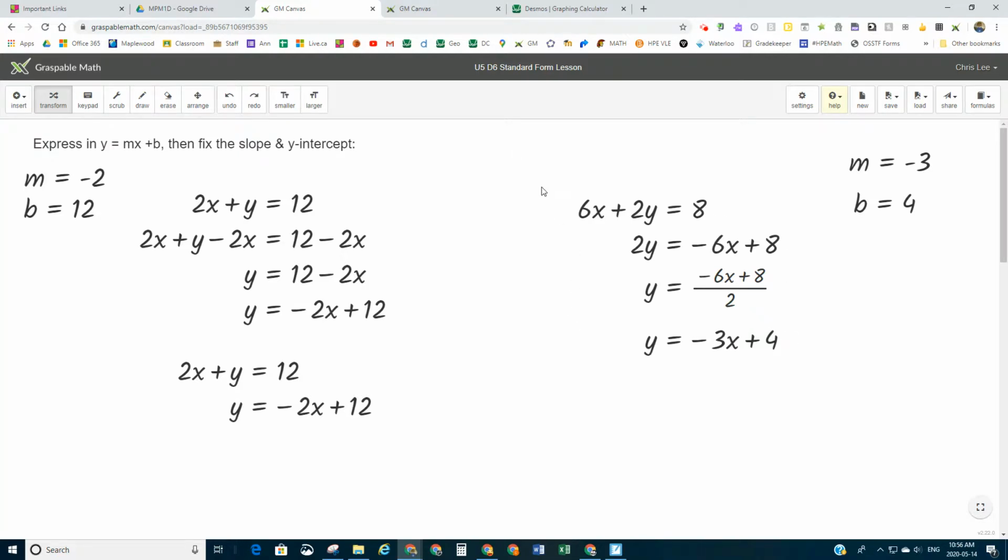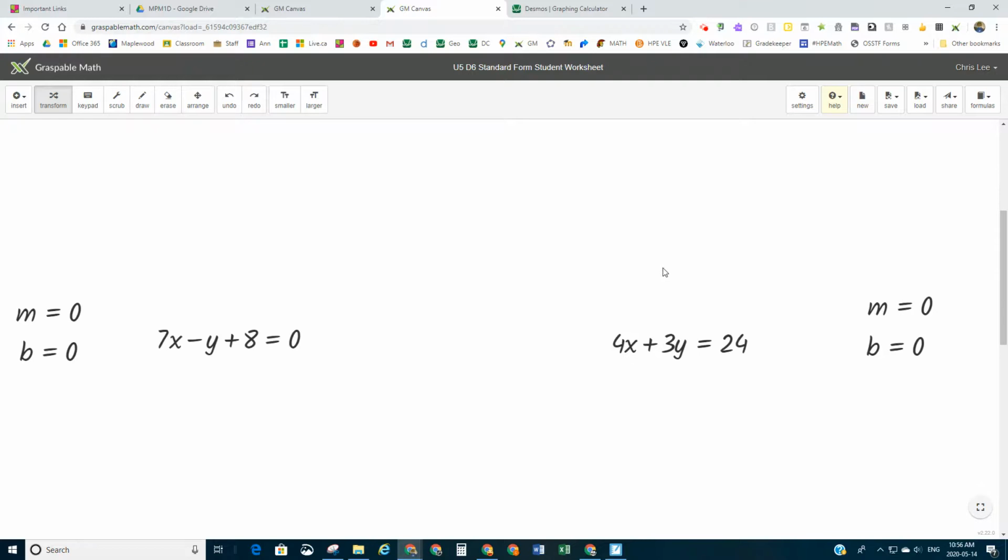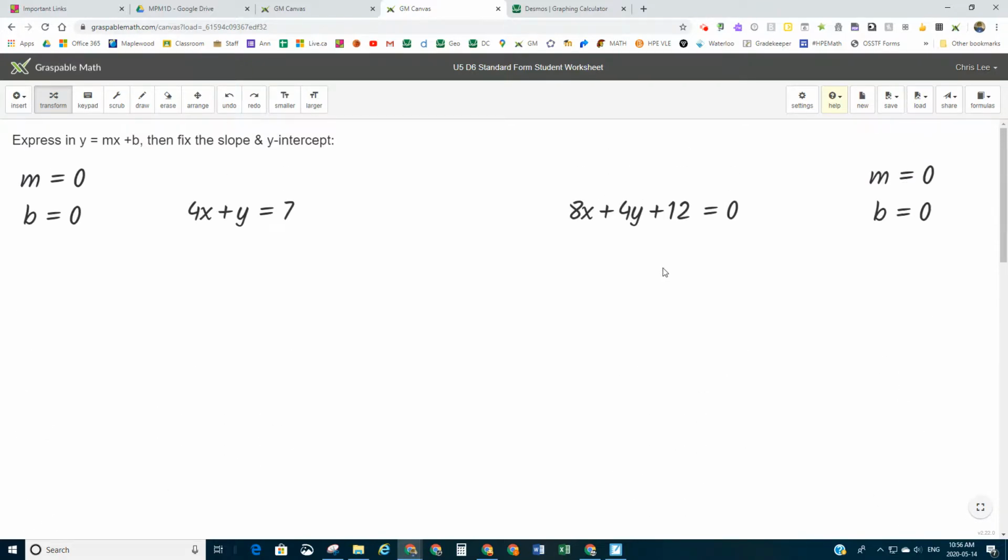And so what I've now done is created a blank worksheet for you to go off and manipulate and figure out the slope and y-intercept of 4 different equations. And I've assigned this to you in Desmos. Now, if you are struggling with this Graspable Math and you'd rather just do this by pen and paper, then you're welcome to just write this on pen and paper, scan it, and send it in. But if not, I really would think you would enjoy using Graspable Math.